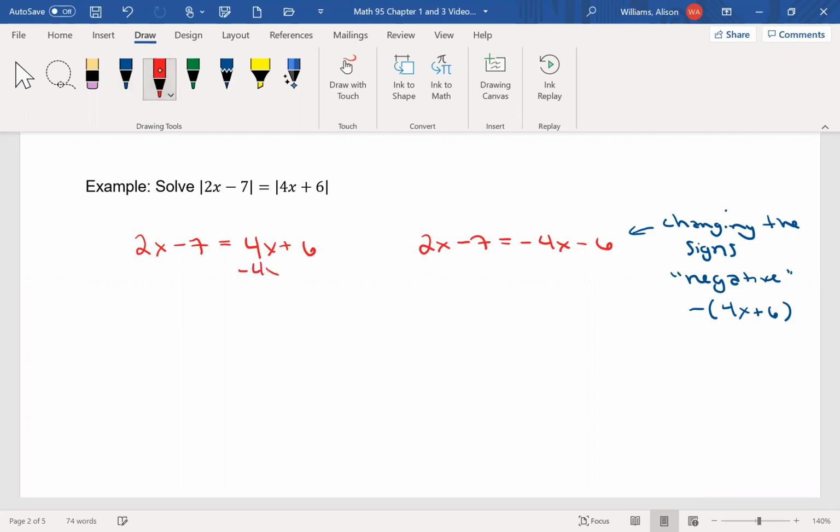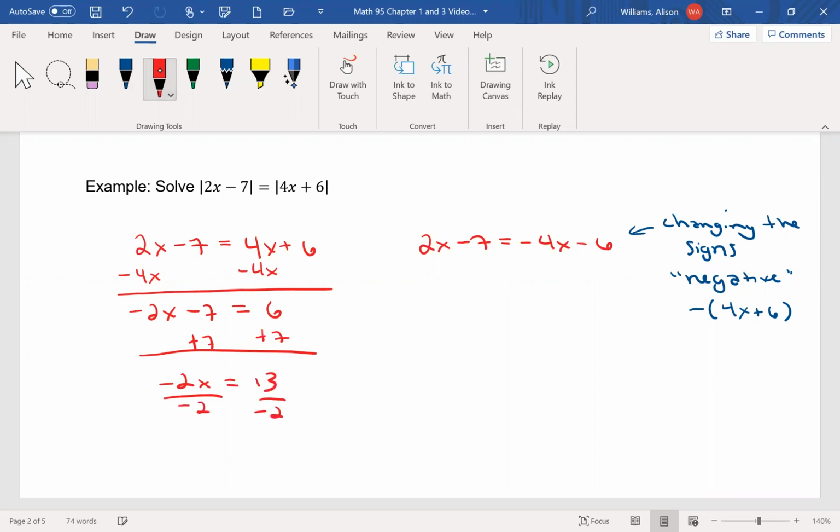So I'm going to start by subtracting 4x. That'll be negative 2x minus 7 equals 6. I'm going to add that 7. All right, so negative 2x equals 13, divide by negative 2. So x is negative 13 halves. I'll just leave it as a fraction.